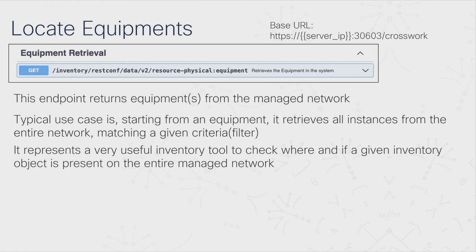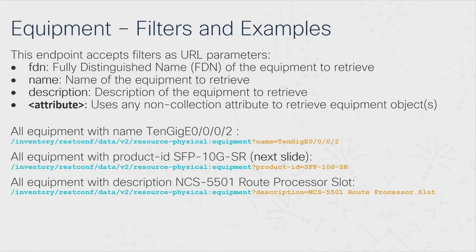Also, in this case, we have the list of available filters and examples. The first example is retrieving all 10 gig interfaces, which might be more or less useful depending on the use case. The next example is retrieving all SFPs matching a given product ID. And again, this will be the next example. Or you can filter by the description, where you look for a specific item, for example, a root processor card in the entire network. Now, let me give you the example for retrieving based on a product ID.